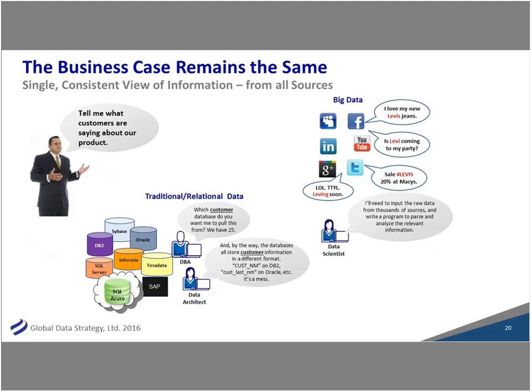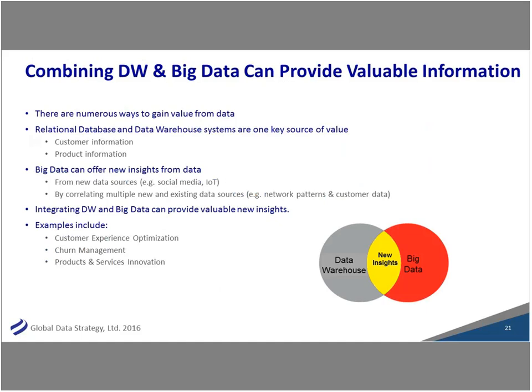If you look at the lower left, in the traditional data warehousing world, there's just the question of which customer database you want. We have about 25. Can we get an inventory of that? And by the way, something as simple as customer name is formatted 16 different ways across the 25 systems. We get to the world of big data, and that complexity doesn't go away. It's just a different source. So you may have a data scientist saying, okay, I have to import the raw data from all of these sources and write a program to parse it and then analyze it. This takes a lot of time, and you need the metadata behind that, and then you need the models to combine those two. As I mentioned before, that's where the value comes, in really combining data warehousing and big data.